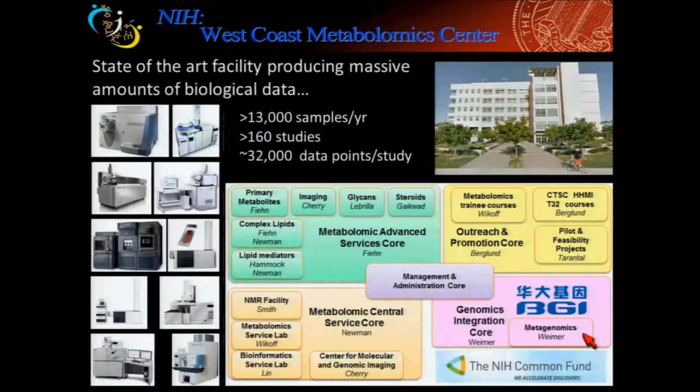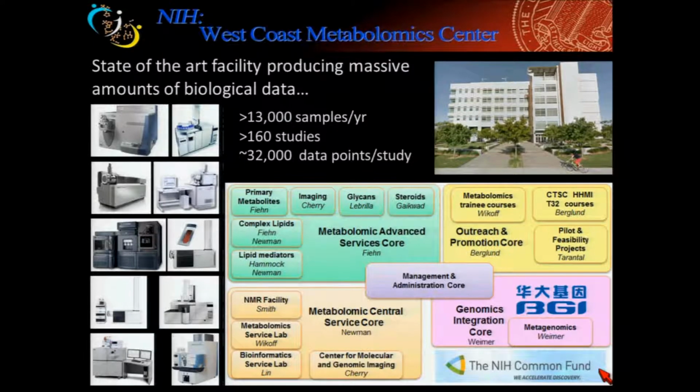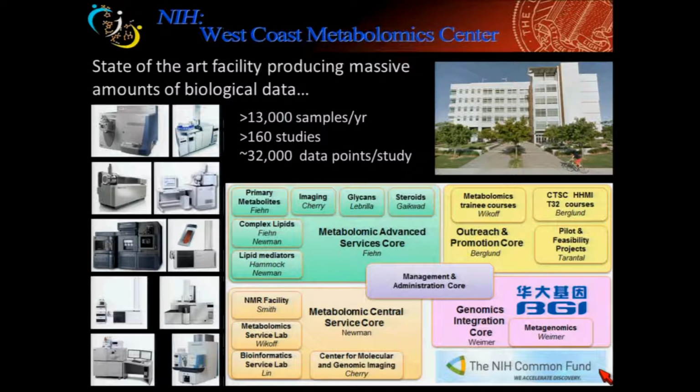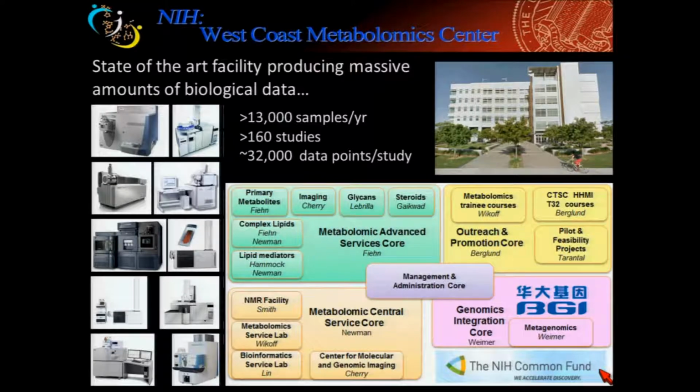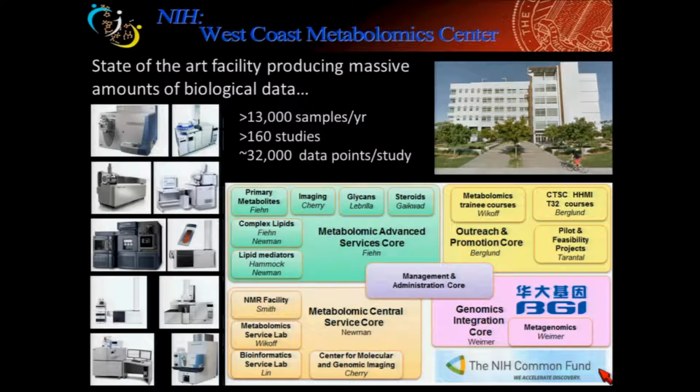So I'm a bioinformatician and biochemist at the NIH West Coast Metabolomic Center. The goal of the center is to advance metabolomic technology and then offer these advancements to the academic and the industry community. As you can imagine, we're producing massive amounts of data. Not only is it a lot of volume, but it's also very complicated because we're combining unbiased metabolomics with targeted lipidomics, primary metabolism, and glycomics.